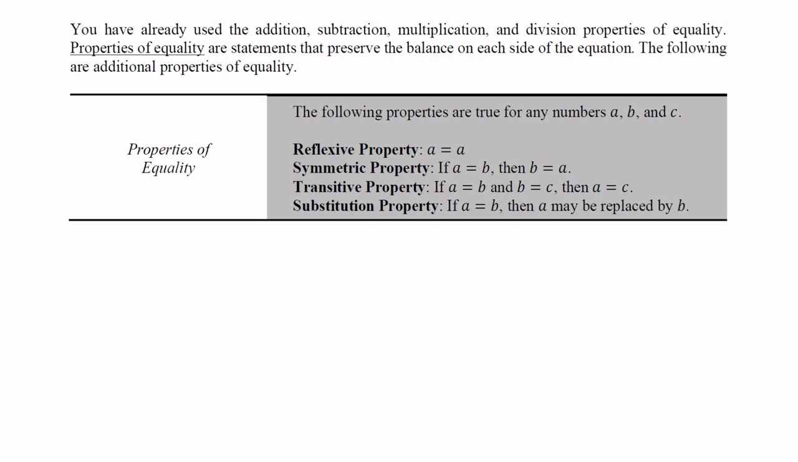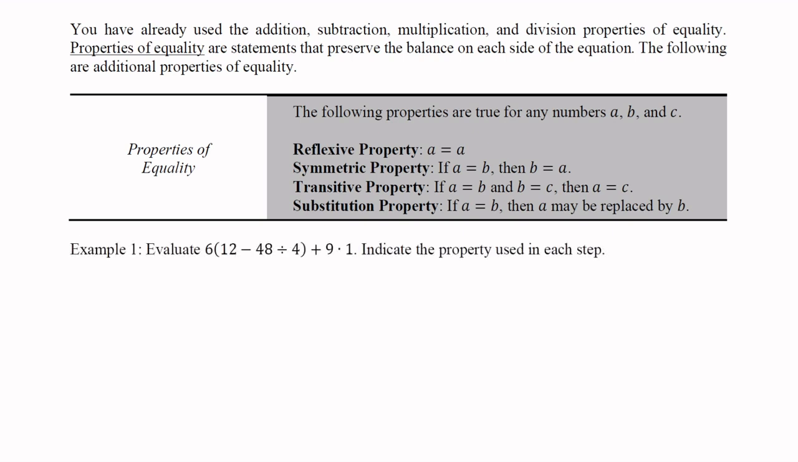The symmetric property states that if a equals b, then b equals a. It doesn't matter which side is which when you have an equation. You can flip the sides of the equation and it's still an equal equation. It's still true. The transitive property states that if a equals b and b equals c, then a equals c. Because if b is equal to both of them, then they have to be equal to each other. And then finally, the substitution property states that if a equals b, then a may be replaced by b.